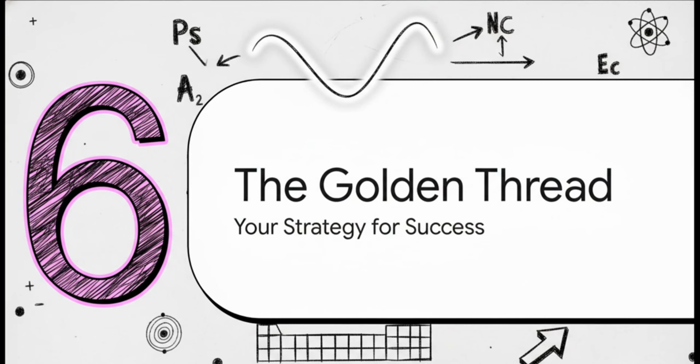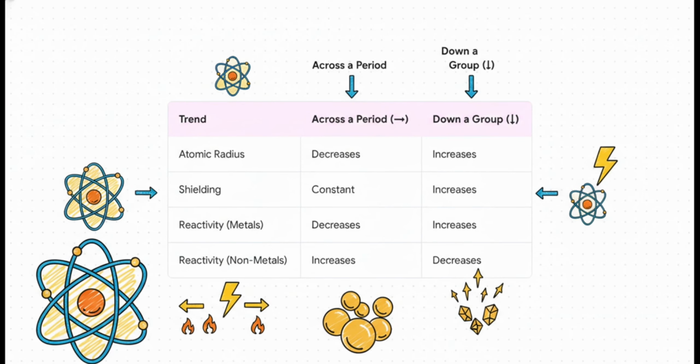All right, let's pull all of this together. I'm going to give you a simple but really powerful strategy to explain any periodic trend you are ever going to come across. Okay, this table puts everything on one screen. Let's just do a quick review. See that top row, atomic radius? We know it decreases as you go across a period, but it increases as you go down a group.